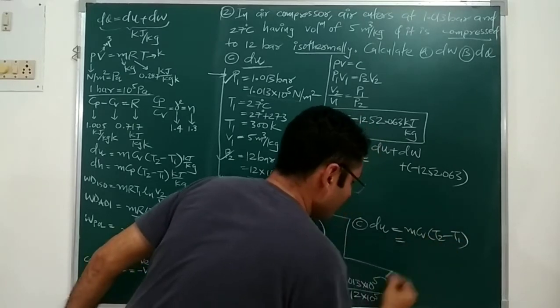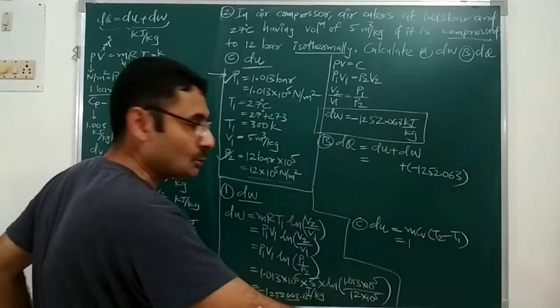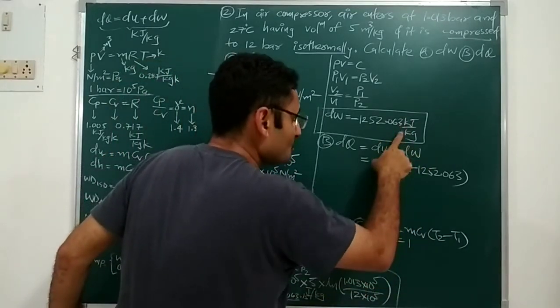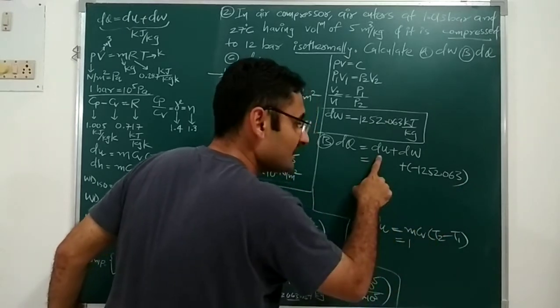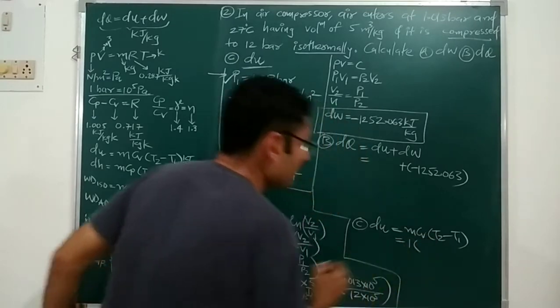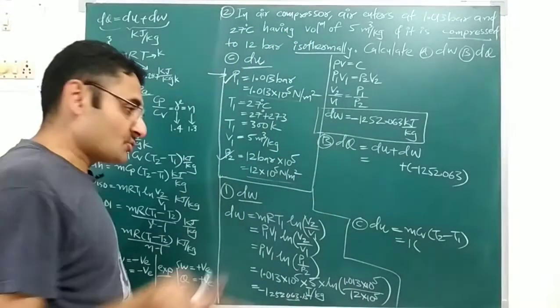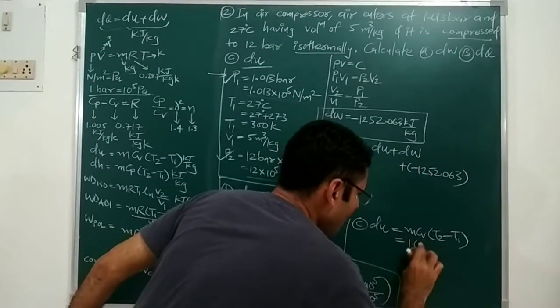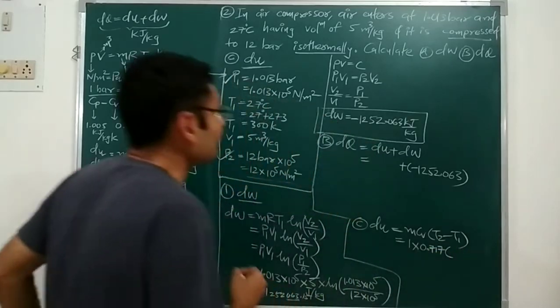Mass is not given, so you can write 1. Then only you will get the answer in kilojoule per kg. Work done is in kilojoule per kg, and dU will also be in kilojoule per kg. So dQ will be in kilojoule per kg. Now the value of Cv in the numerical is not asked to calculate, so you can assume the value of Cv, which is 0.717.